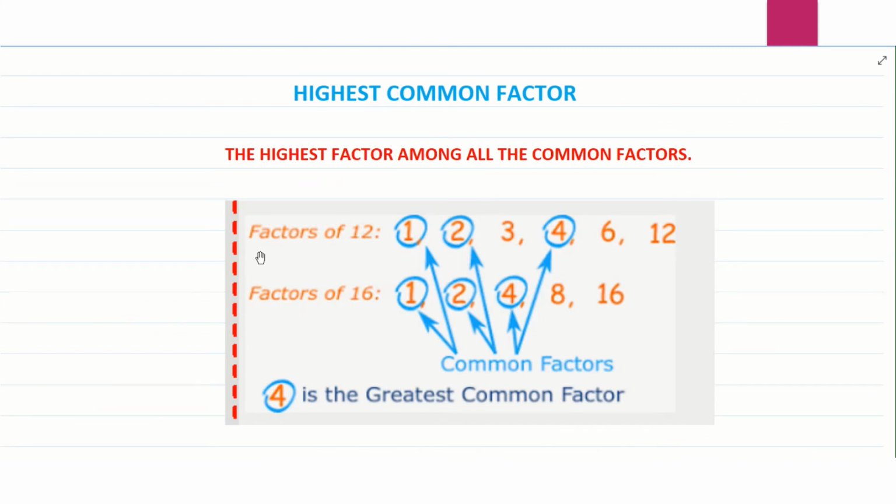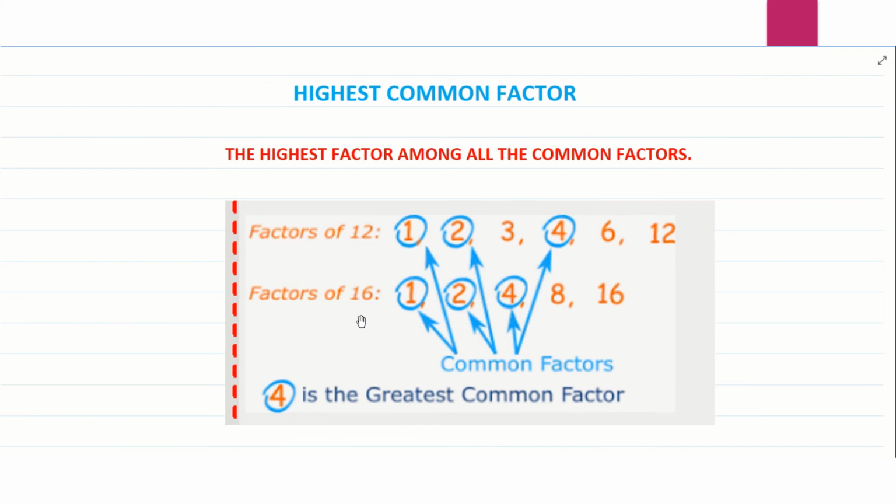From this picture, we can see the factors of 12 are 1, 2, 3, 4, 6, and 12. The factors of 16 are 1, 2, 4, 8, 16. Now, the common factors of 12 and 16 are 1, 2, and 4. Isn't that? So 1, 2, and 4 are the common factors of 12 and 16.